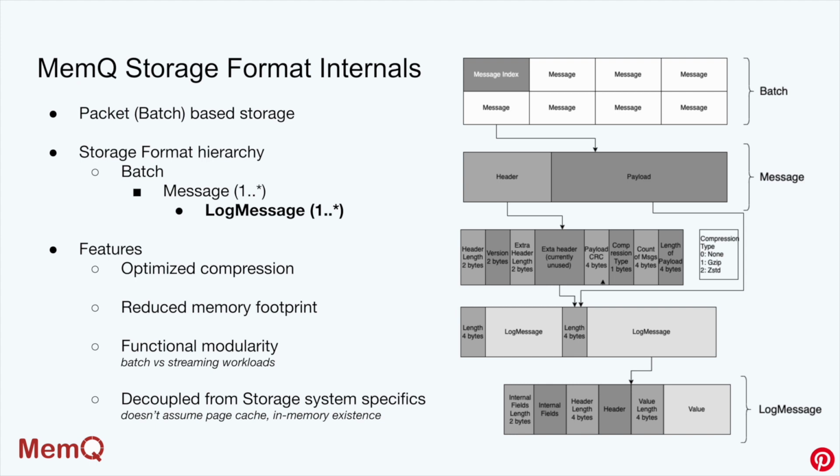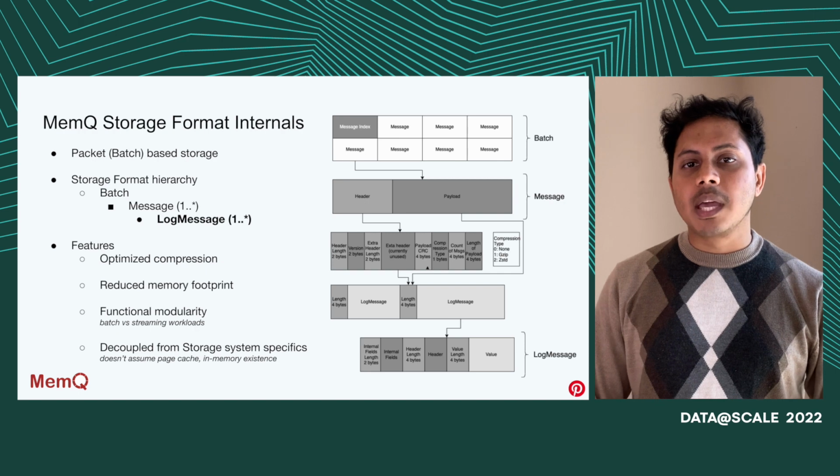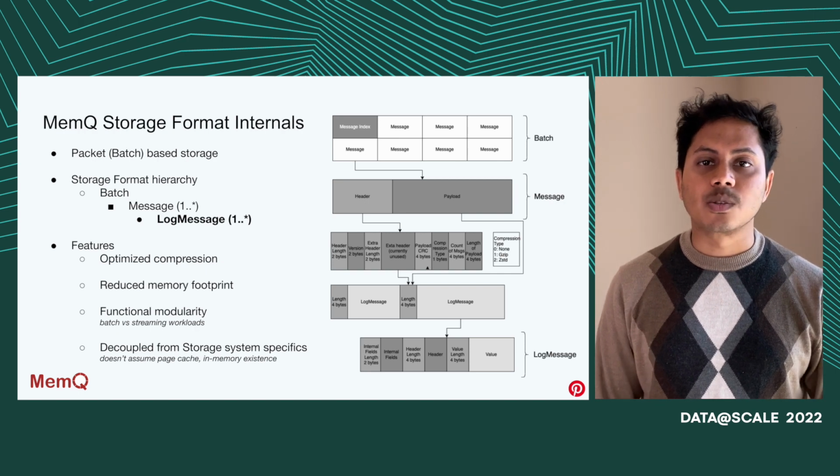The features of this format are optimized compression, because we're using larger batches of data. We can reduce the memory footprint because we only need to decompress the data that is currently being processed. We can provide the flexibility of batch versus streaming workloads, because people can consume the data either in batch quantities, like large scale scans, or streaming, which is continuously processing data. And lastly, we're not making any assumptions about the underlying storage system.